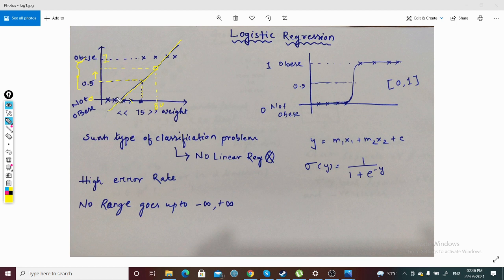Or suppose any person has a weight of 70. I can project this to my best fit line, and it will come in the lower part of 0.5. So I can say this person is not obese. Whatever value goes above 0.5, I can mark as obese, and whatever value comes below 0.5, I can say not obese.